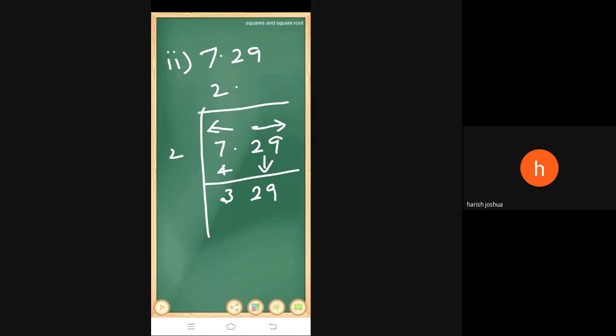Then, say quickly. 2 multiplied by 2 is what? 4. Ma'am, 4. 9. How will you get 9? What are the possible digits? 3 threes are 9. 7 sevens are 49. Ma'am, 7.